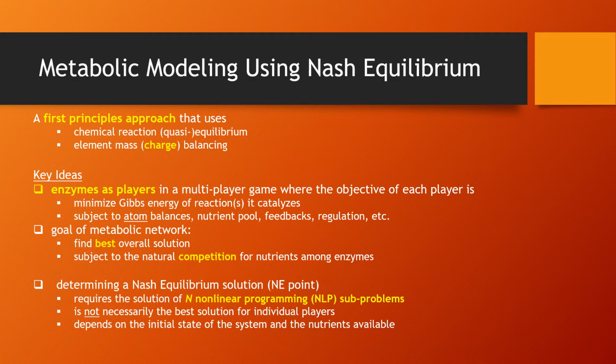2. The goal of the metabolic network, on the other hand, is to find the best overall solution, subject to the natural competition for nutrients among the enzymes. Determining a Nash equilibrium point requires the solution of n nonlinear programming subproblems. The interesting thing about this is that the solution that's found is not necessarily the best solution for the individual enzymes. And of course, everything depends on the initial state of the system, which is defined in terms of the nutrients available.